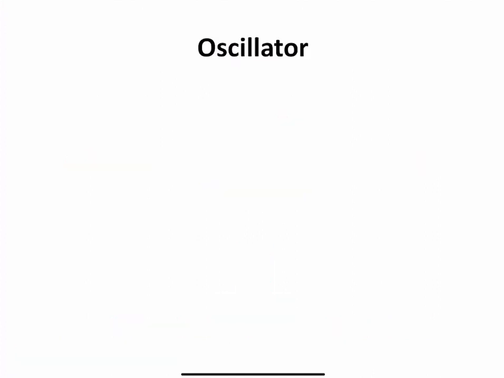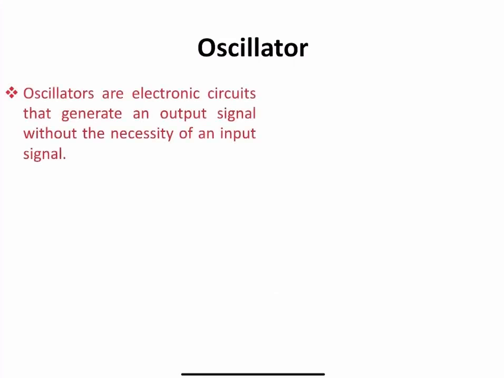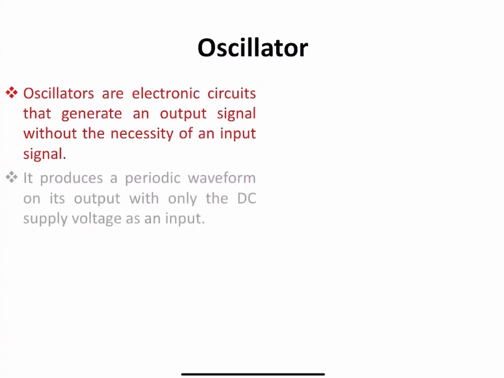Now, what is an oscillator? Oscillators are electronic circuits used to generate an output signal that is sinusoidal or non-sinusoidal without the requirement of any input signal. Or you can say, whenever no input AC signal is given, oscillator circuits produce an AC output signal. It produces a periodic waveform on its output with only the DC supply voltage as an input. We will discuss later how the DC supply voltage will produce AC oscillations in the oscillator circuit.